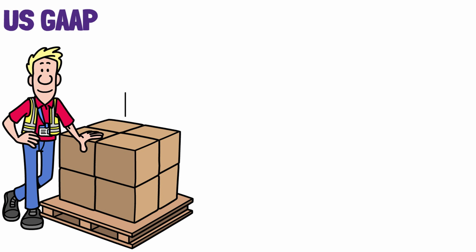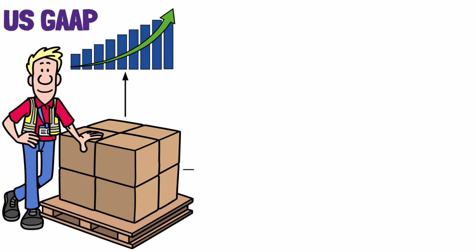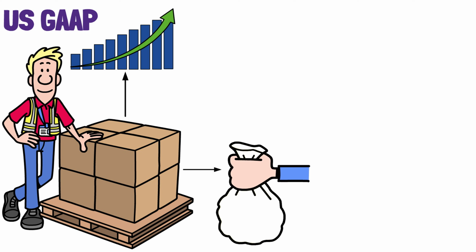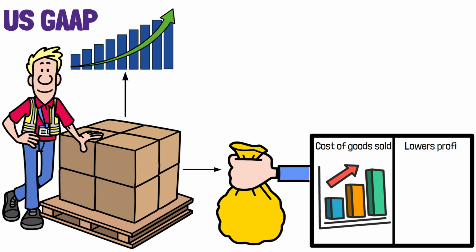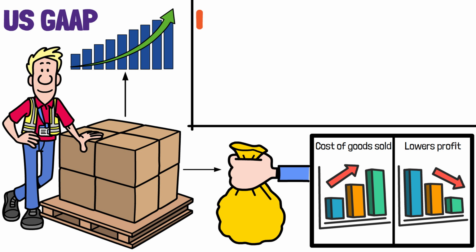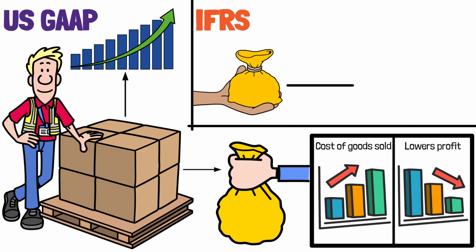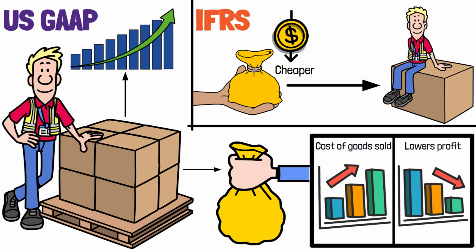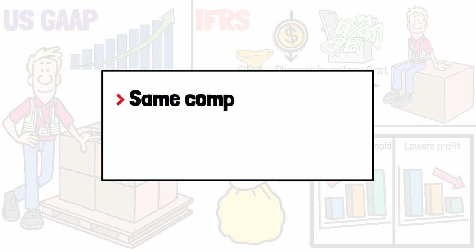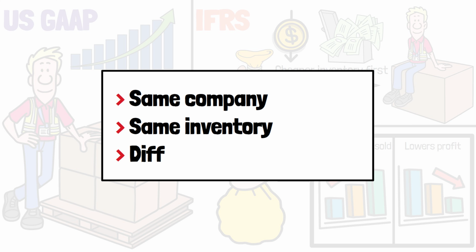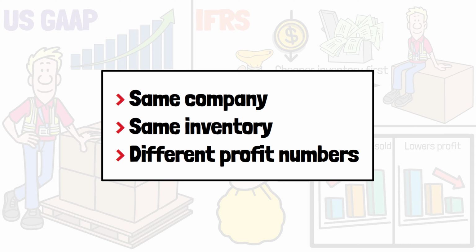Here's why this matters. Imagine a company buys inventory at rising prices. Under LIFO, the newer, more expensive inventory is expensed first, which increases cost of goods sold and lowers profit. Under IFRS, FIFO would expense older, cheaper inventory first, showing higher profit. Same company, same inventory, different profit numbers.